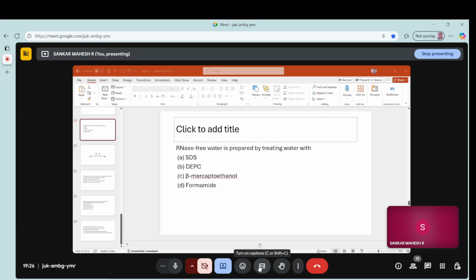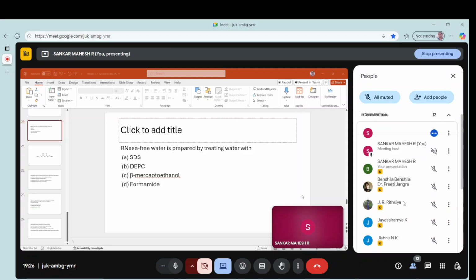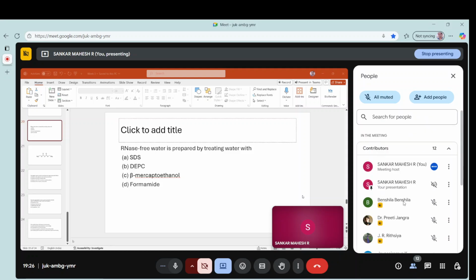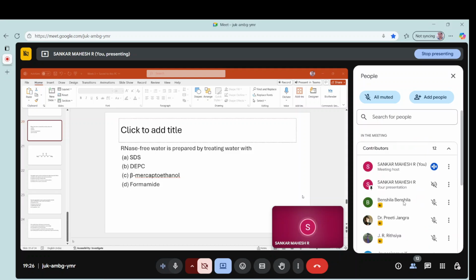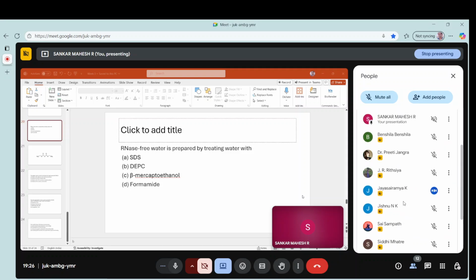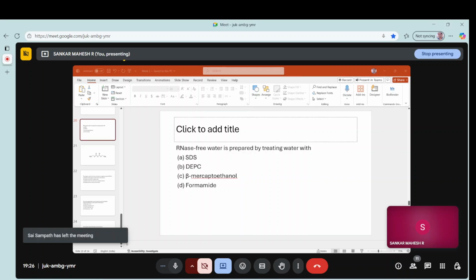Sir, correct option is option B, DEPC. Can you expand what DEPC is? Diethyl propyl carbonate. It's actually diethyl pyrocarbonate. Do you know how it works? Sir, it is added to water and then it is incubated for few hours, after which it is autoclaved.